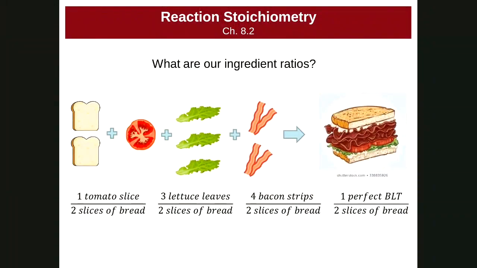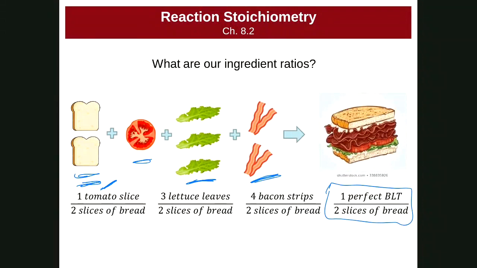We talked about mole ratios when it came to chemical equations. So now what are our ingredient ratios in our recipe? We have 1 tomato slice for 2 slices of bread, or 3 lettuce leaves for 2 slices of bread, or 4 bacon strips for 2 slices of bread, and 1 perfect BLT for 2 slices of bread. So those are our ingredient ratios.